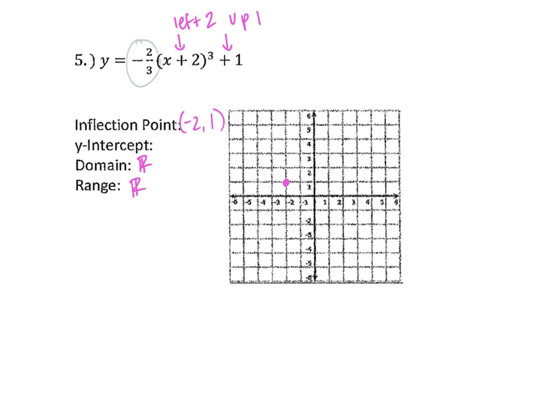But here's the thing. Whenever you have a fraction as your slope, so this technically is -2 over 3 as my slope, but the run here is not 1, it's a 3.